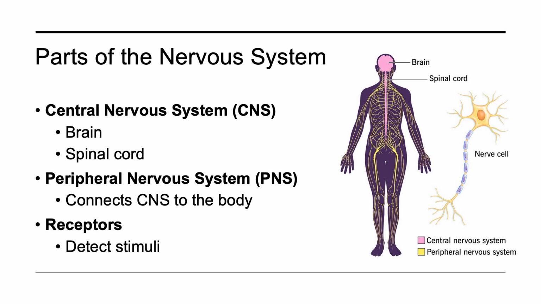The nervous system is made up of three main parts. The central nervous system, CNS, which consists of the brain and spinal cord. The peripheral nervous system, PNS, which includes all the nerves which connect the CNS to the rest of the body. Receptors, specialized cells that detect stimuli, such as the light receptors in the retina of our eyes.